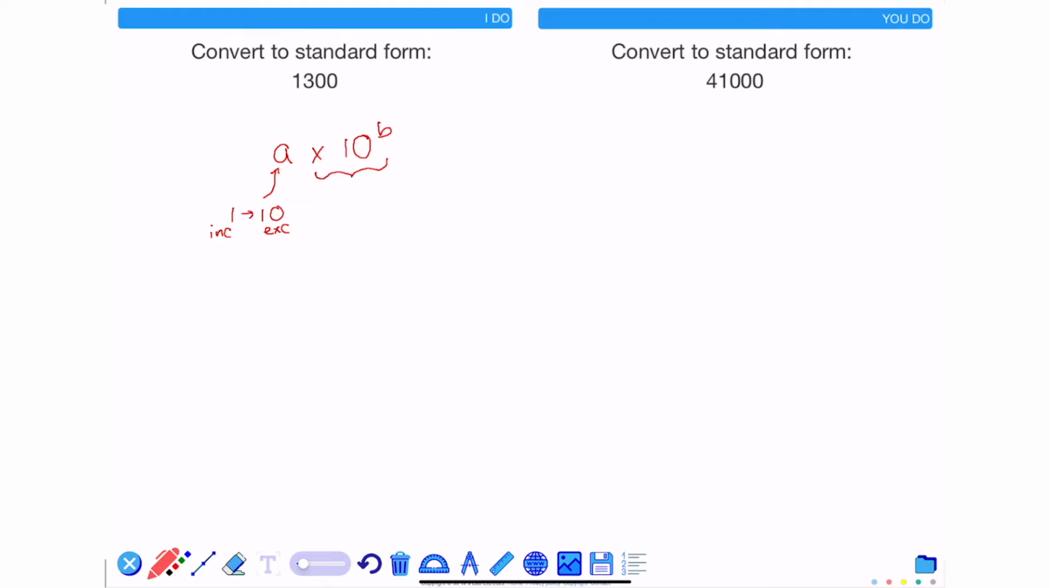So looking at my number 1300, 1300 could be written as 1.3 times 1000. 1.3 will be my value of a, and here we can see that we are multiplying by a power of 10. 1000 can be expressed as 10 cubed, so 1300 written in standard form will be 1.3 times 10 to the power 3. Pause the video here and have a go at the question on the right hand side.